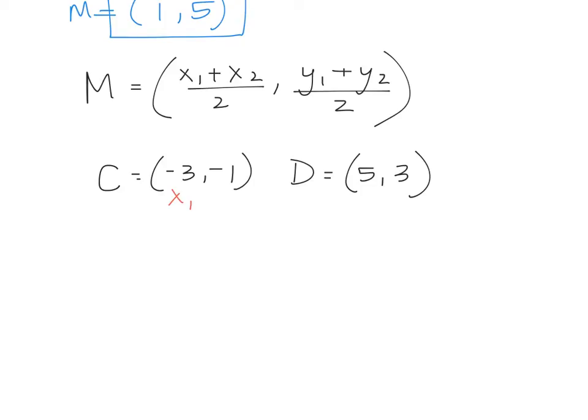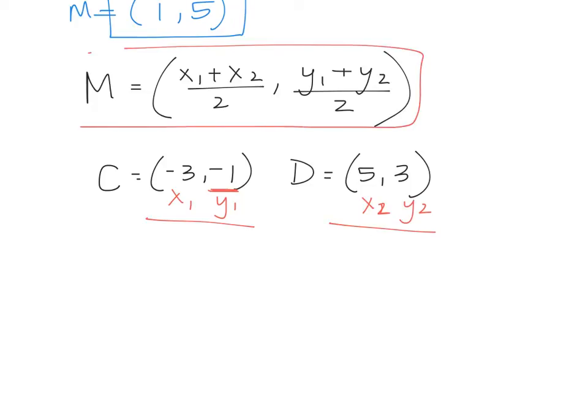So if I call negative 3 x1, then negative 1 should be what? y1 or y2? y1. Okay, so you have x1, y1. And then your point D, you're going to have x2 and y2. Okay? So I'm going to give you a second to plug that in on your own. So set it up. If this is our x1, y1, and our x2, y2, plug it into this midpoint formula and see what you get, and then I'll work it out for you. But try it on your own first.